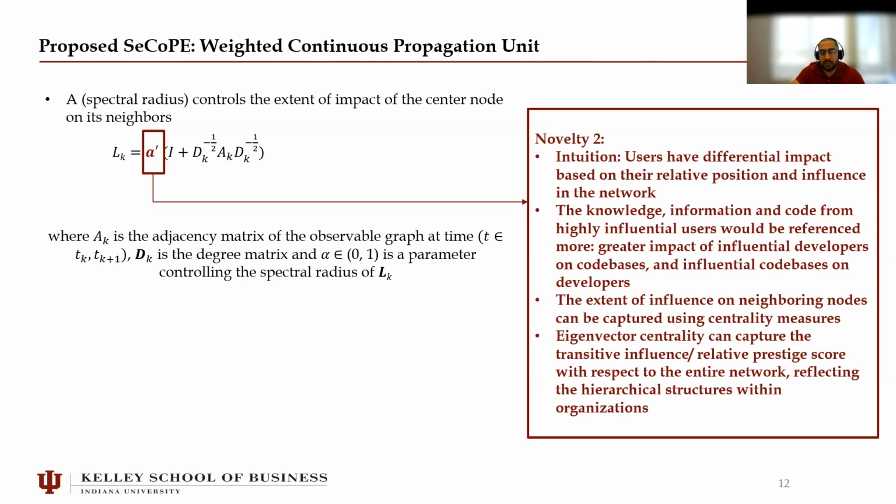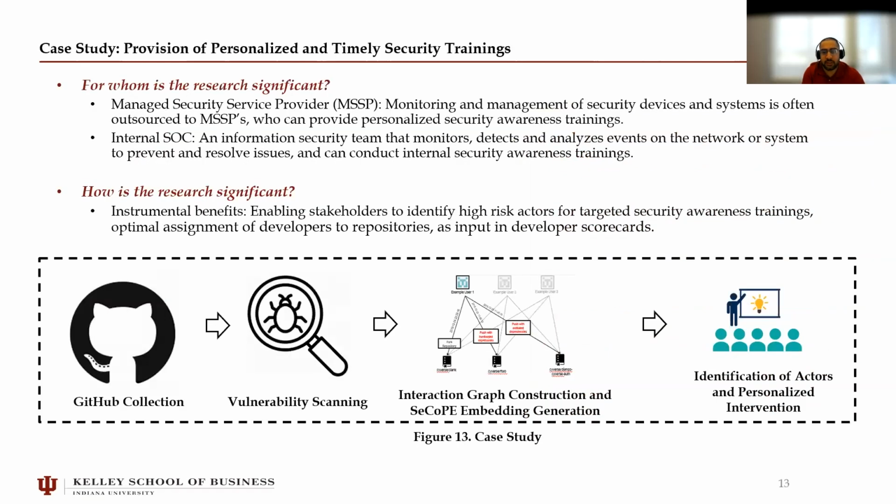So what we introduce is this term that takes into account how much influence they would have. And we do that using centrality measures. Specifically, we look at eigenvector centrality because it captures the transitive influence and prestige score with respect to the entire network, and that can more closely represent teams or other kinds of structures that collaborate on projects within an organization. So both of these novelties, again, the idea is just to improve the nodal embeddings such that we can have better prediction.